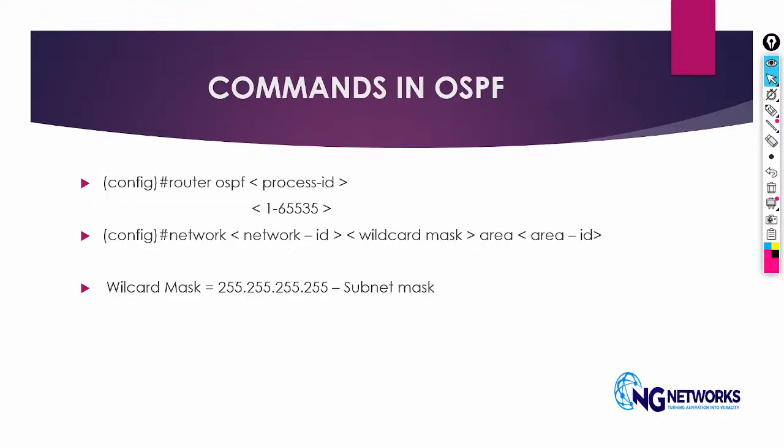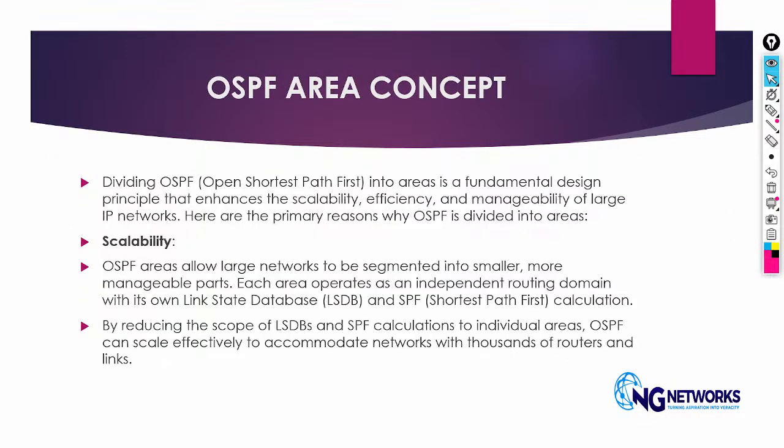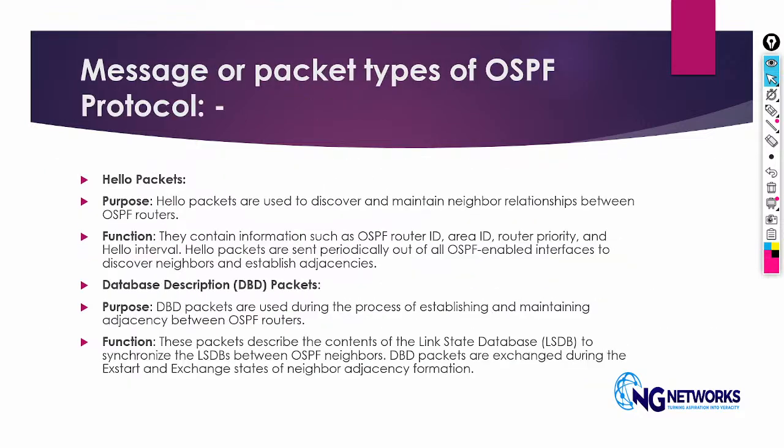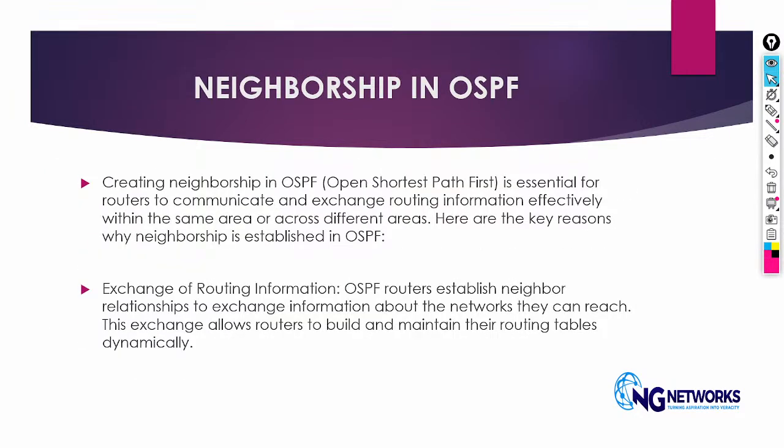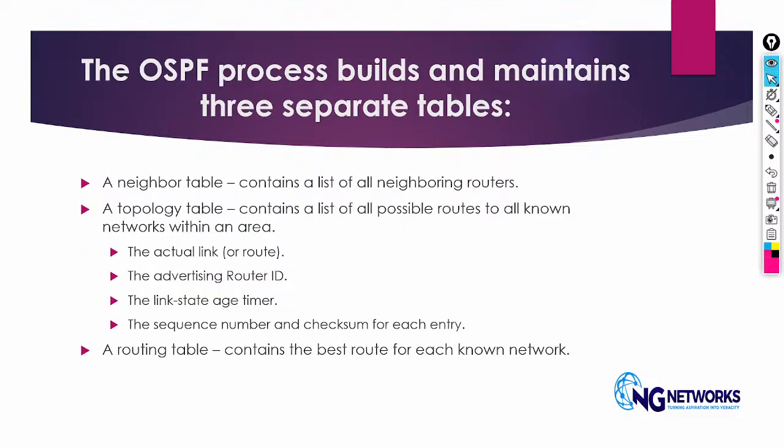Now let us understand how it is created first of all. First of all, OSPF forms a neighborship. To create a neighborship, OSPF basically maintains three tables: a neighbor table, a topology table, and a routing table. The routing table is maintained by each and every router by default, whereas the neighbor table contains the list of all neighboring routers. Then you must be wondering, what is a neighbor? You might not have heard about neighbors. A topology table contains a list of all possible routes to all the networks within an area. Here it is written within an area.